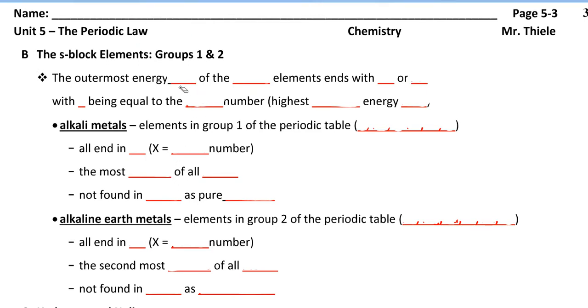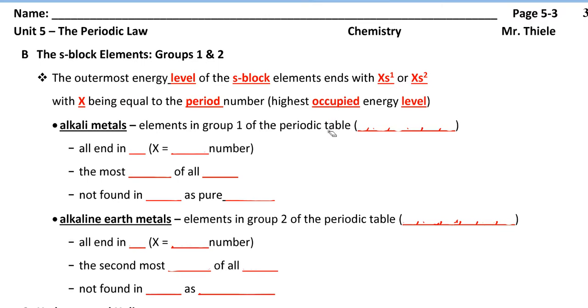So, the outermost energy level of the S block elements ends with XS1 or XS2, with X being the principal energy level that the element occurs in on the periodic table, equal to the period number, which is the highest occupied energy level. So every S block element ends in either S1 or S2, and before that S in the electron configuration, you're going to have a number equal to the period number, which represents the highest occupied energy level.